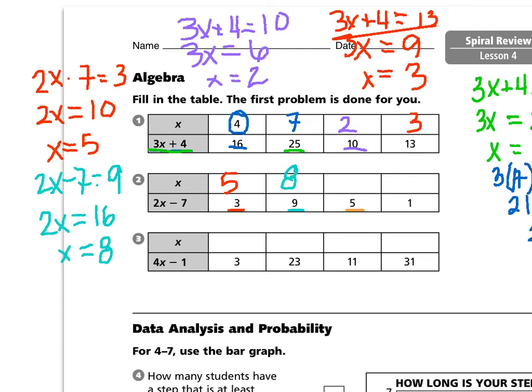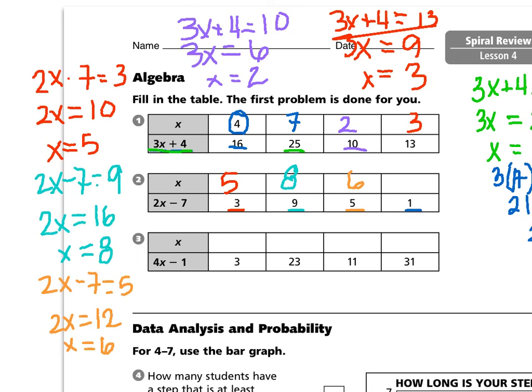Now we have 5 to use, so I have 2x minus 7 equals 5. Remember, minus 7 inverse would be plus 7, so I have 2x equals 12 because I did 7 plus 5. Now I have 2 times x, so I'm going to divide 12 by 2 because I use the inverse, and I know that's going to equal 6.